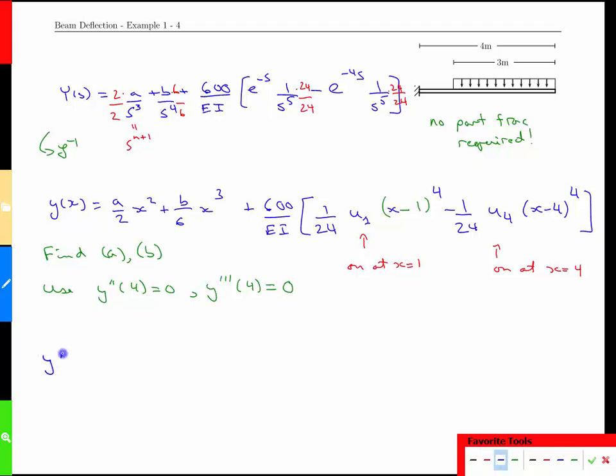It's going to help us if we have our function written in piecewise form, because then we can actually see which functions apply at x equals 4. When we talk about the first interval, the only functions that are on are these leading two terms.